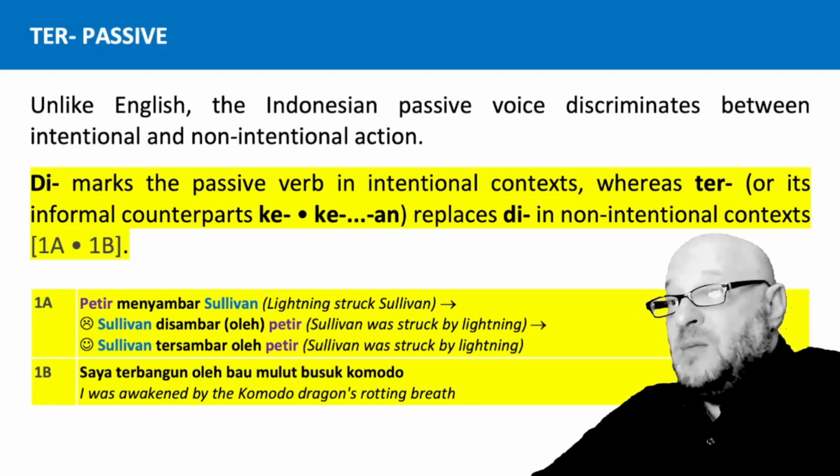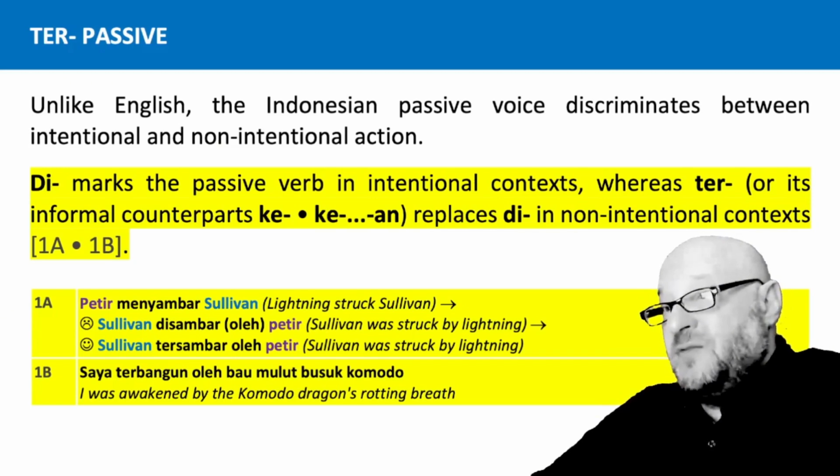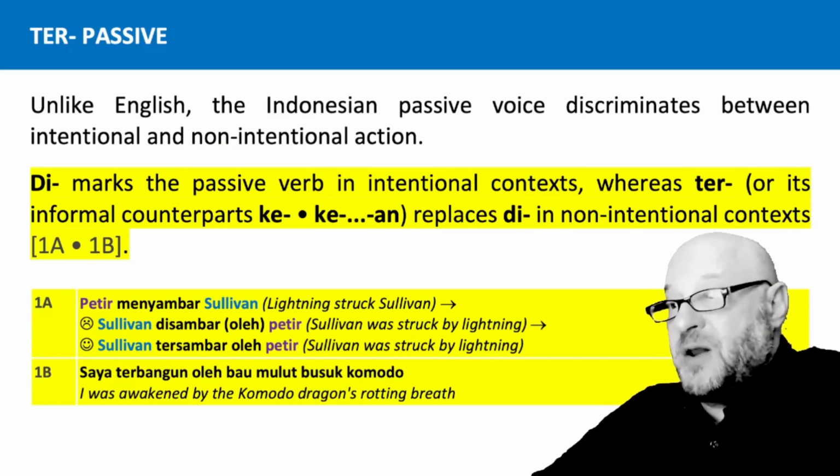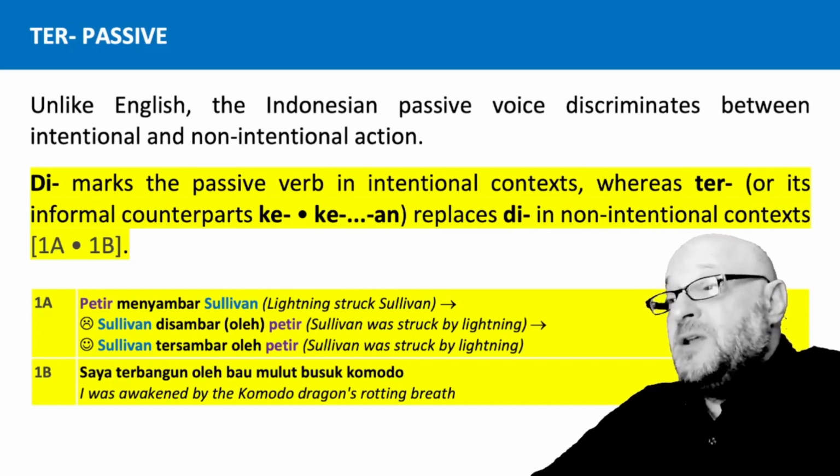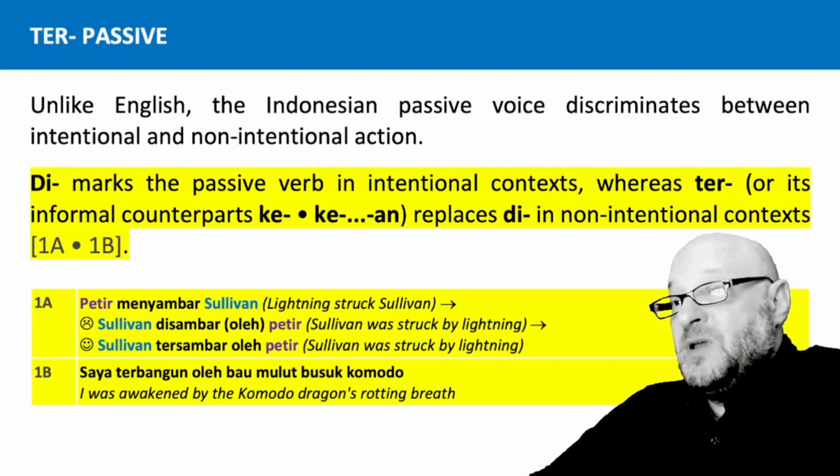Example 1a, petir menyambar Sullivan, lightning struck Sullivan, is not converted to di- passive, Sullivan disambar petir, but to ter- passive, because lightning is not intentional. Sullivan tersambar oleh petir. Sullivan was struck by lightning.